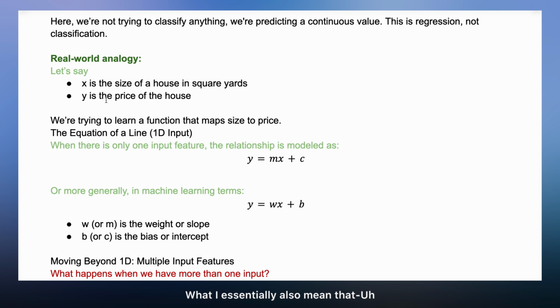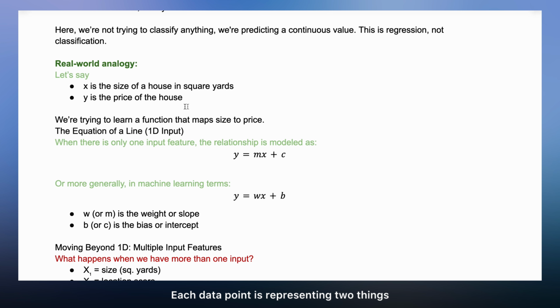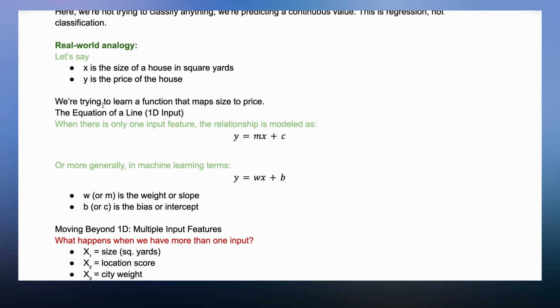What I essentially also mean is that the total number of data points that I have is 1000, right? 1000 data points. Each data point is representing two things: the size of the house in square yards and the price of the house in dollars. Now what we have to do is try to learn a function that maps the size to the price, right? That's what we have to do.